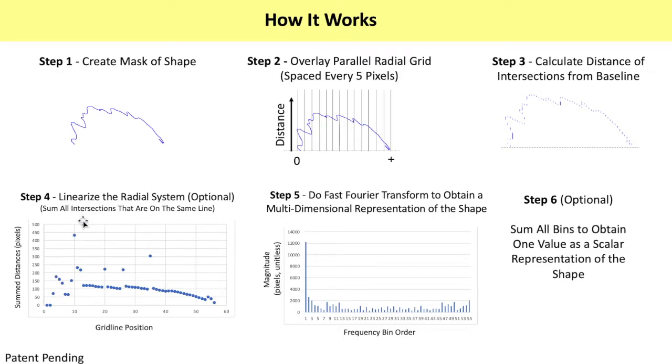And for every line that intersects the object more than once, we sum all the distances on that line to get one number. Next, we apply the fast Fourier transform on the data in step four to derive a frequency plot, which is a multi-dimensional representation of the shape that we started with in step one. Lastly, we can derive a scalar value by summing all the bins in a frequency plot such that we get one number to represent the shape that we began with.